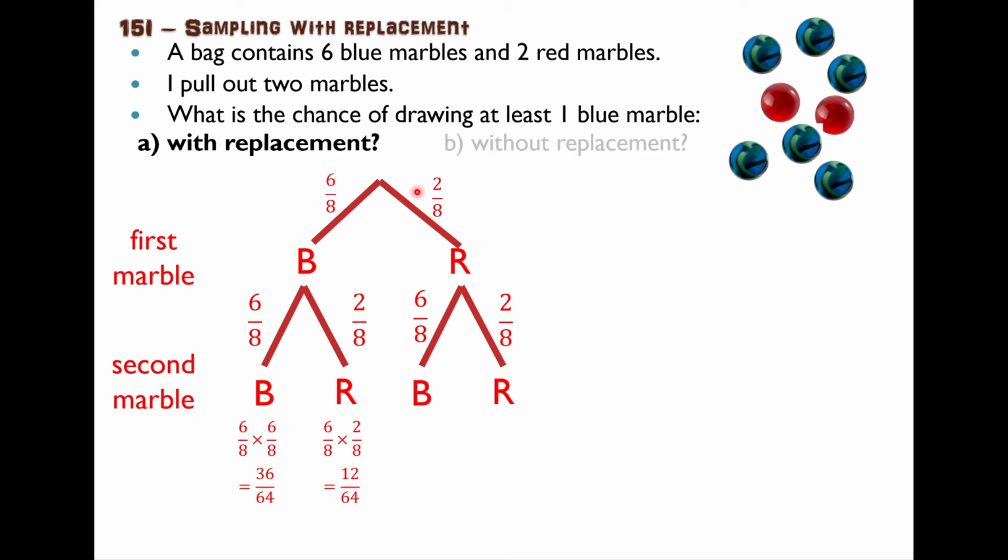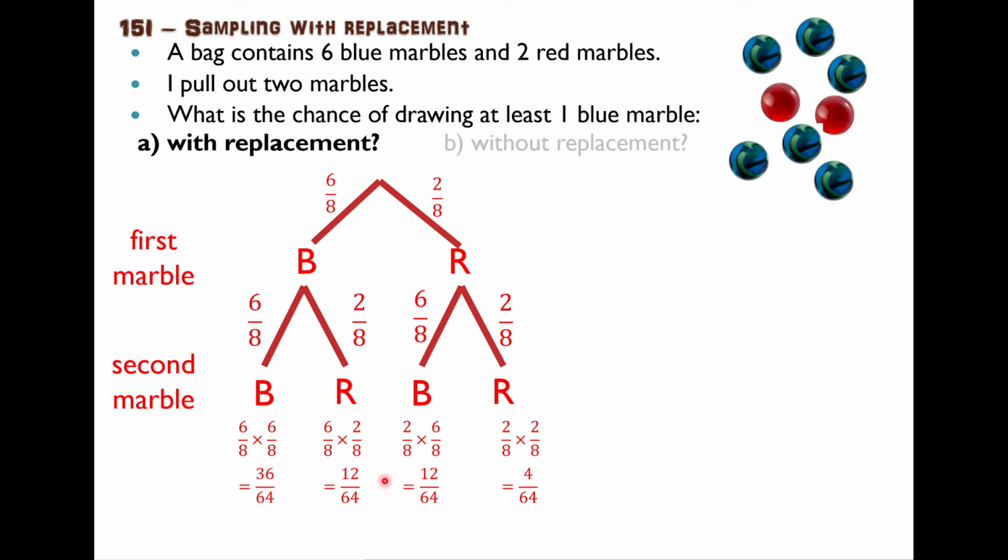So to figure out this one, it's 2 out of 8 times 6 out of 8, which is, again, 12 over 64, and the last one is 2 out of 8 times 2 out of 8, which is 4 out of 64. Well, now we can finally answer the question. What is the chance of drawing at least one blue marble with replacement?